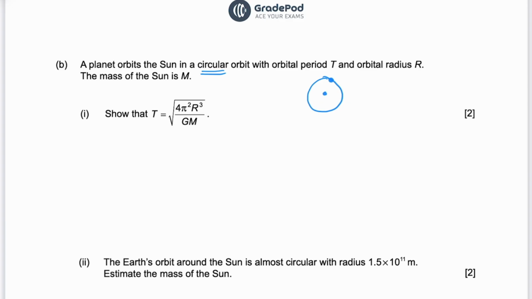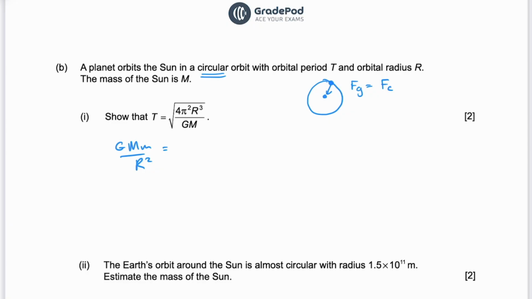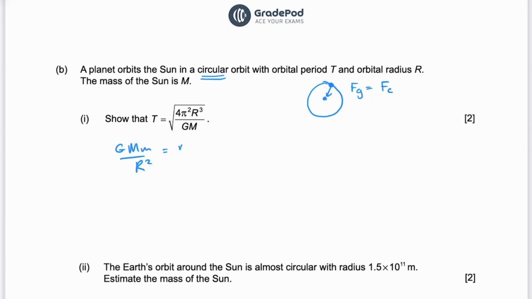It's not at all. What we need to remember is the force holding this planet in circular motion is a gravitational force. So the gravitational force is equal to the centripetal force. Gravitational force is from Newton's law of gravitation, it's GMm over r squared, and that is equal to the centripetal force on that planet, which is mv squared over r. So these two small m's cancel.